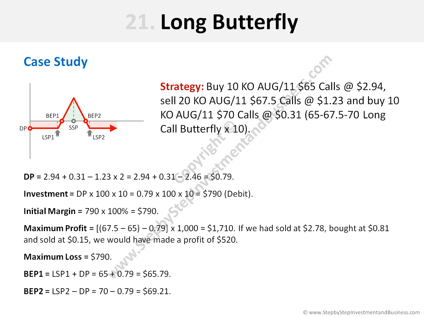Regarding the break-even points, break-even point 1 is equal to the strike price of the lower wing plus the debit paid. In our case, 65 plus 0.79, which is equal to $65.79. On the other hand, break-even point 2 is equal to the strike price of the higher wing minus the debit paid. In our case, 70 minus 0.79, which is equal to $69.21.